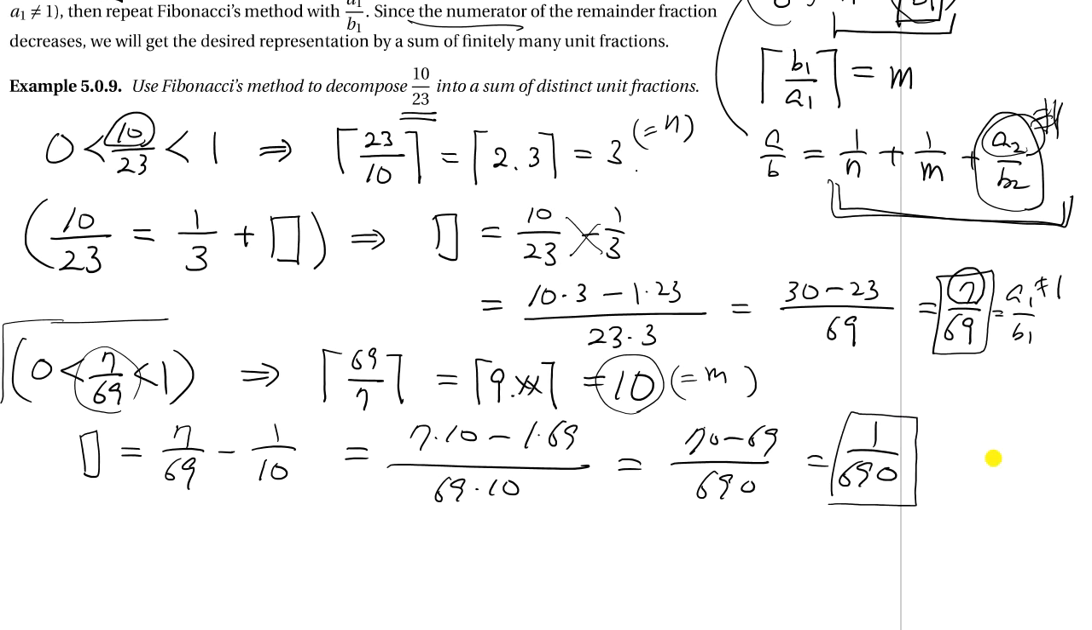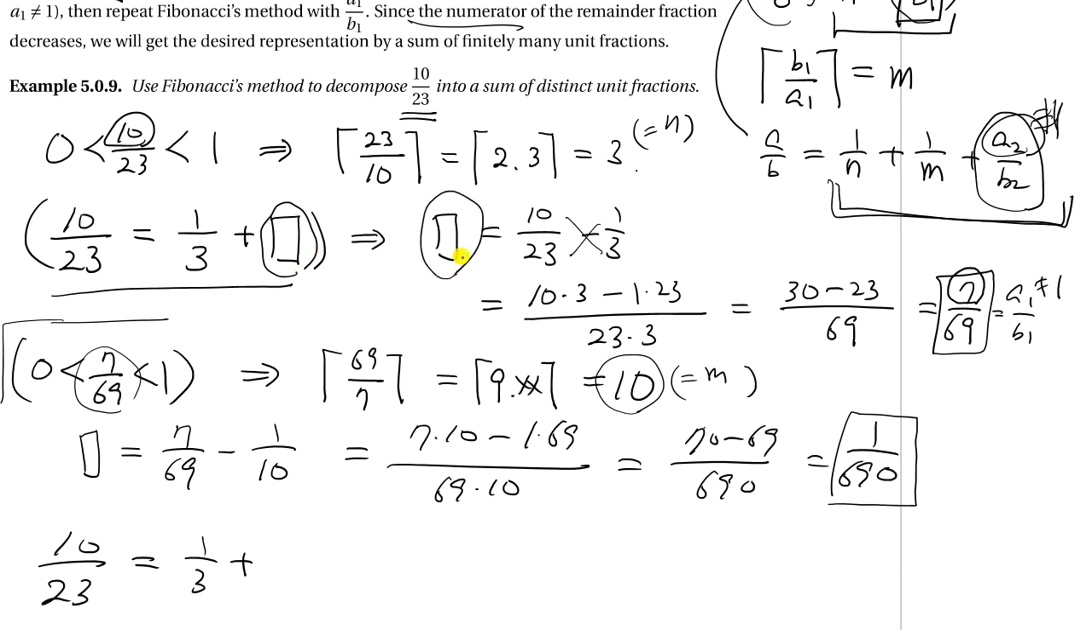Then all together, from this format, the given fraction 10 over 23 is written as 1/3 plus the first box, right? First rectangle. And that first rectangle can be written this way, right? 7 over 69, but instead of 7 over 69, it can be written as 1/10 plus the box. Can you see that?